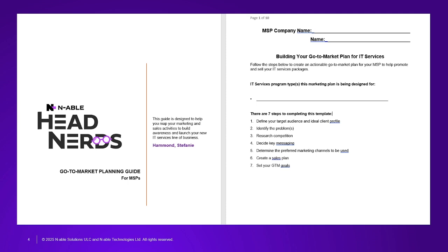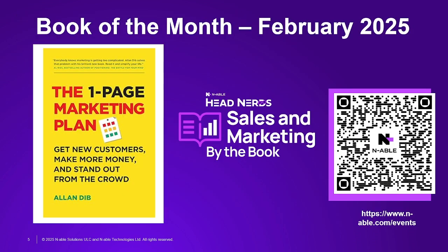But if anyone is looking to get a copy of this go-to-market planning guide, just send me a message. I'd be very happy to email you over a copy, and you do not need to be an Enable partner to have that. Because really, for your marketing to work, you need to build a plan around what you're looking to achieve with your marketing. It needs to be something that is documented, and that's really the aim with this guide.